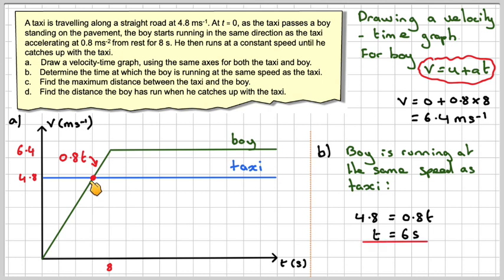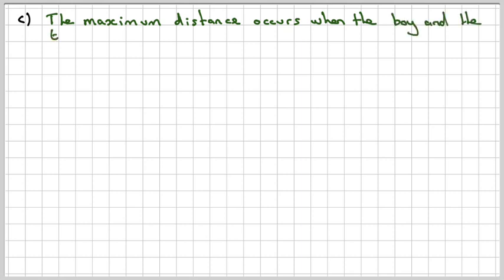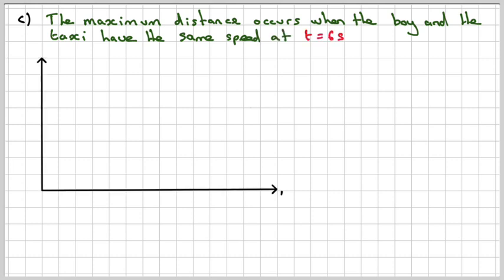Right, when t is equal to 6, that will be the time when there will be the maximum distance between the taxi and the boy, because after this point he catches up. And before this point, the taxi is moving faster than the boy, so it's moving further away. So the maximum distance occurs when the boy and the taxi have the same speed, when t is equal to 6. So we draw our velocity time graph again.